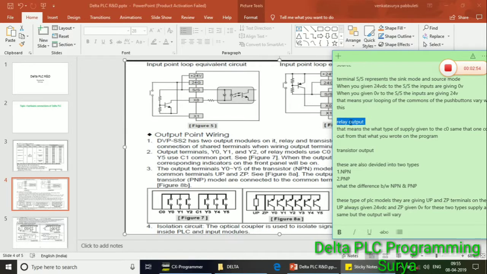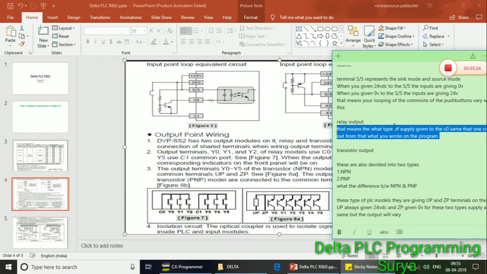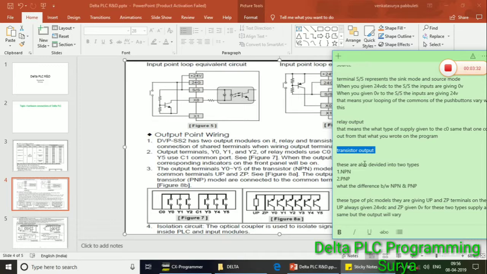Then output. Relay output means it acts as a relay. Because of that, when you give 230 volts to the relay common, the output will become 230 volts. Same as usual in this PLC also, relay output means when you give 230 volts to C0, the output will come from Y0 or Y1 as the same 230 volts. Whatever you give to C0, the output comes through Y0, Y1, etc.